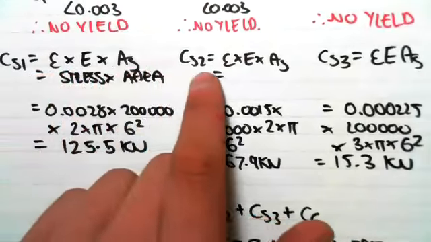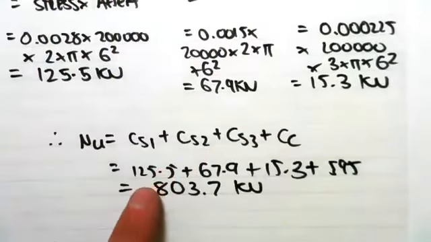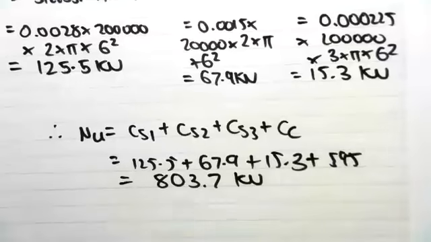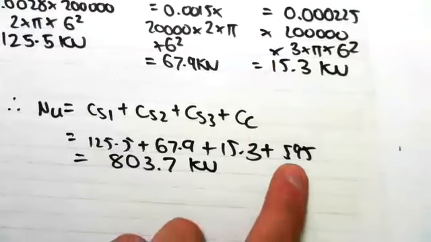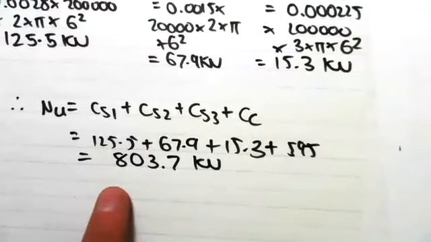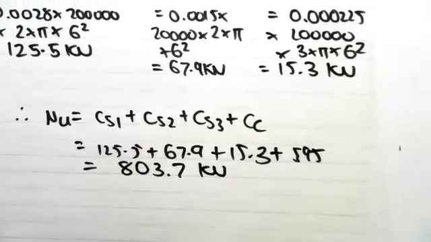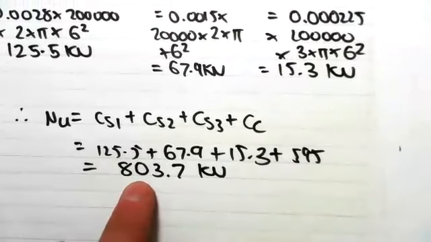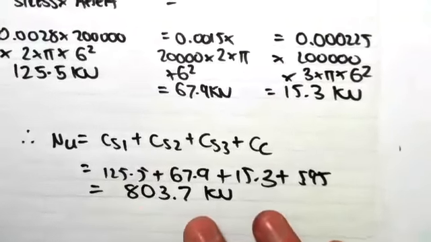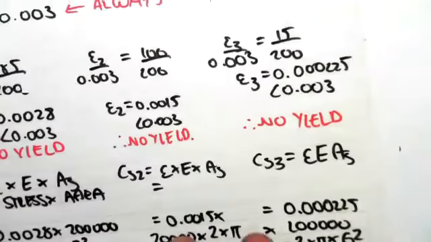So there's steel 1, steel 2, steel 3. So just adding them all up, plus the compression in the concrete, which we found in one of the previous videos, was 595. So subbing that in there, we find that the total axial load in our section is 803.7 kilonewtons.